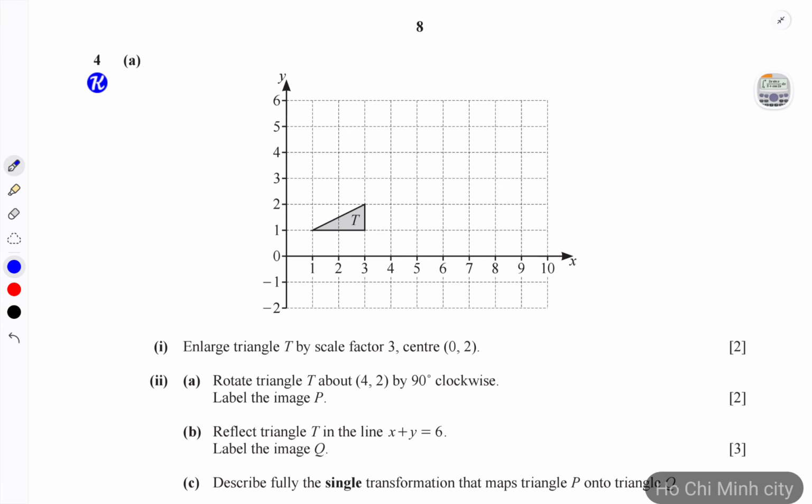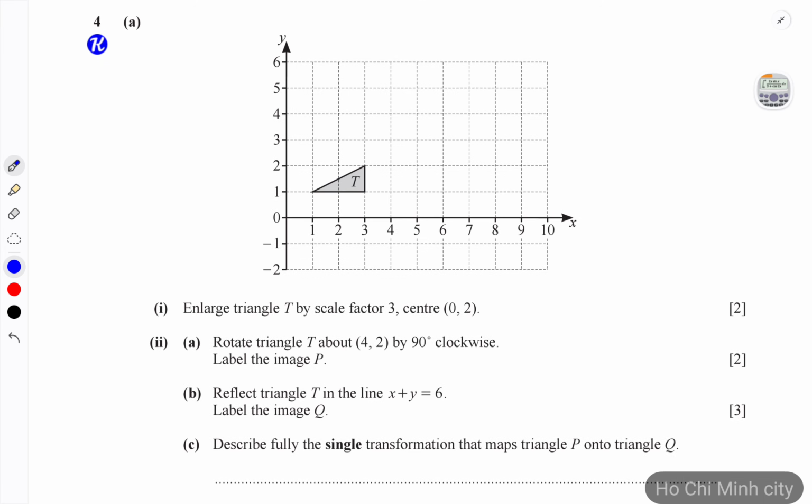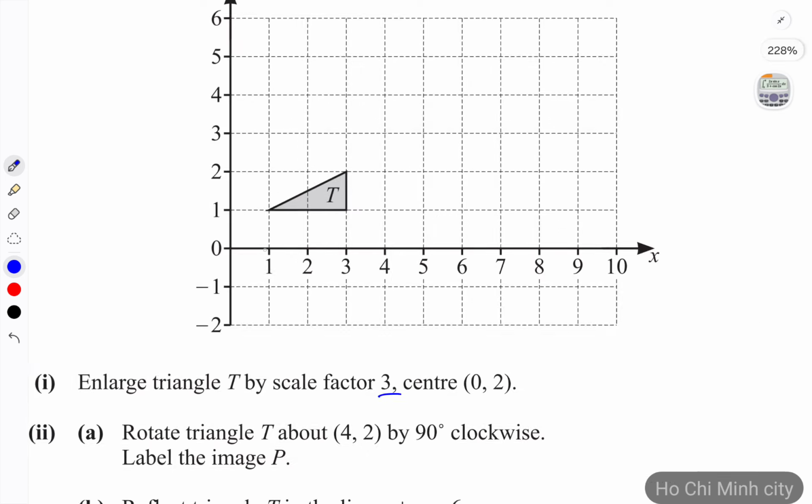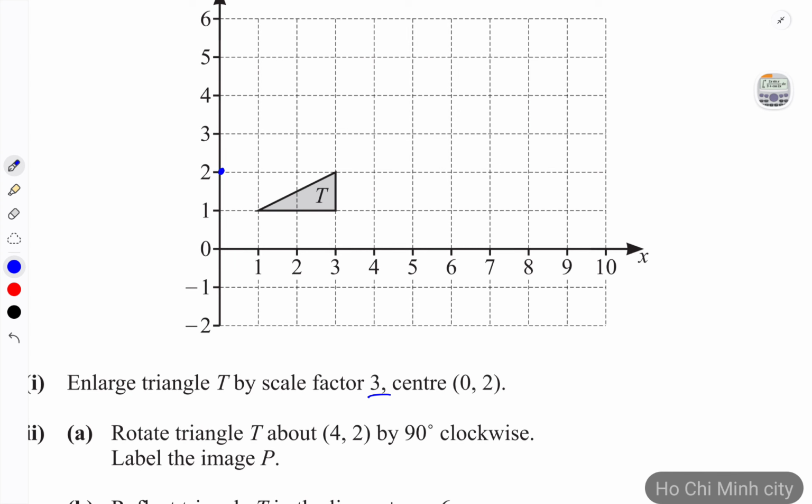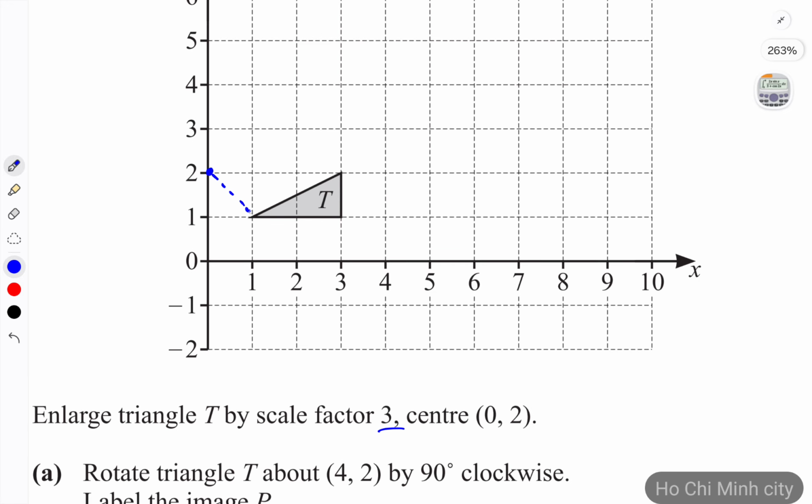All right, question number 4. We have a triangle in a graph, and we need to enlarge this triangle by scale factor 3, where the center is (0, 2). So the (0, 2) is here. And because the scale factor is 3, this line would be extended 3 times to become this one. So this would be the new point of this one. Similarly, we would do the same with this.